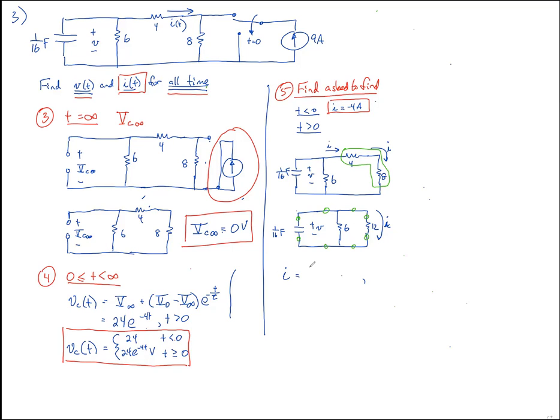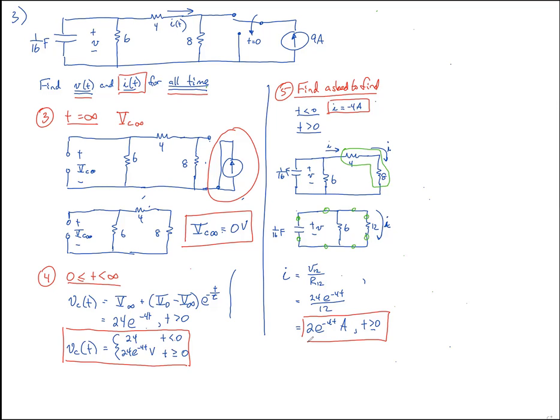By Ohm's law, it's equal to the voltage across the 12 ohm divided by the resistance of the 12 ohm, which is going to be, we already found what that voltage is over here, 24 e to the minus 4t divided by the 12 ohms. So it's going to be equal to 2 e to the minus 4t amps. And that's what it is for time greater or equal to 0.